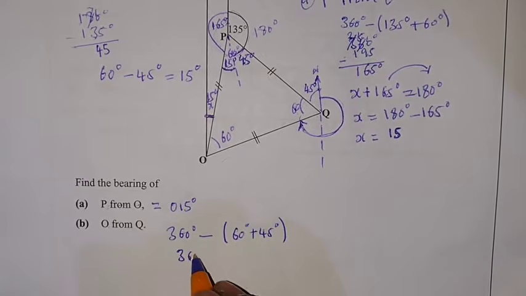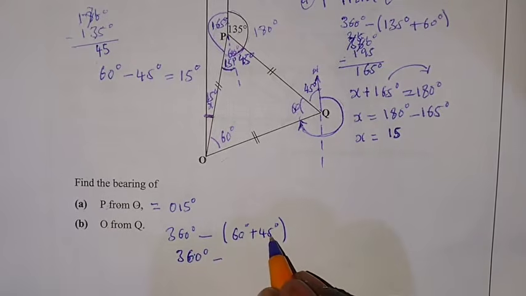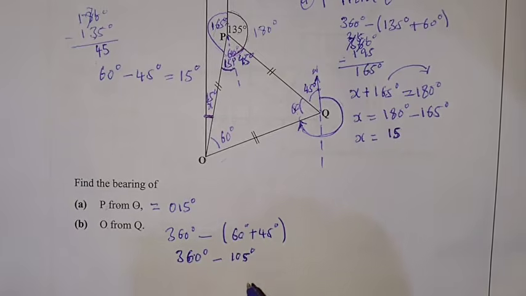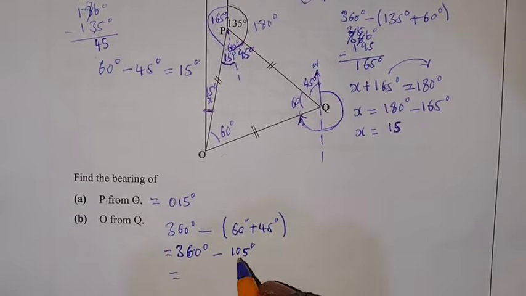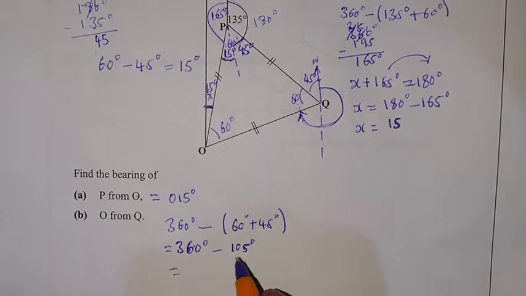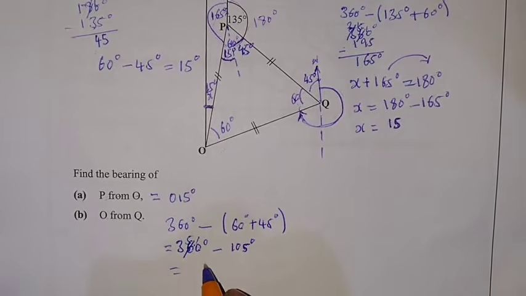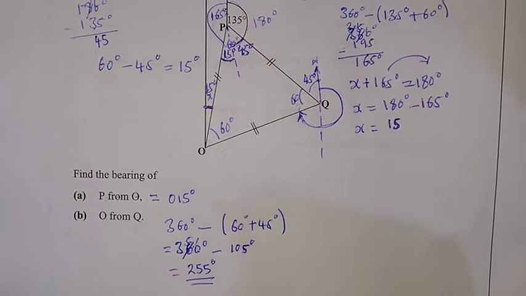So this will be 360 degrees minus, so 0 plus 5, it's a 5. 6 plus 4, it's a 10. So 60 plus 45 degrees gives us 105 degrees. So from here, we can just say 360 minus 105. This is 0 minus 5. It can't. We borrow a 1 from 6. We have a 5 here. 10 minus 5, it's a 5. 5 minus 0, it's a 5. 3 minus 1, we'll get a 2. So it will be 255.